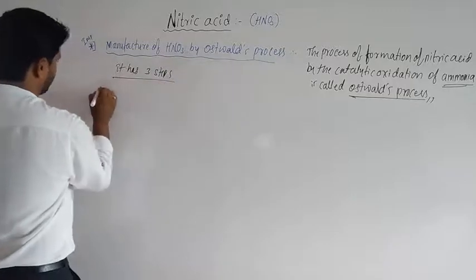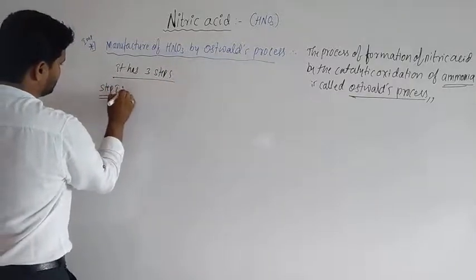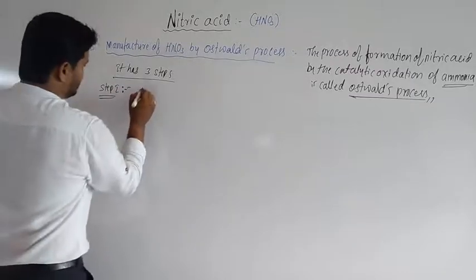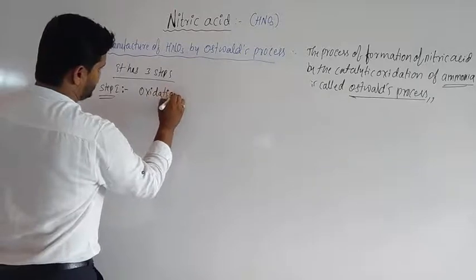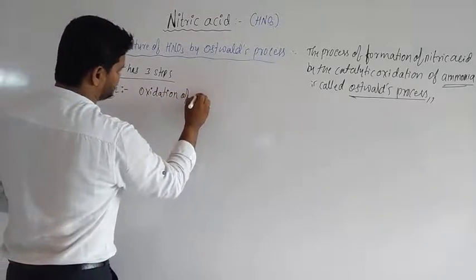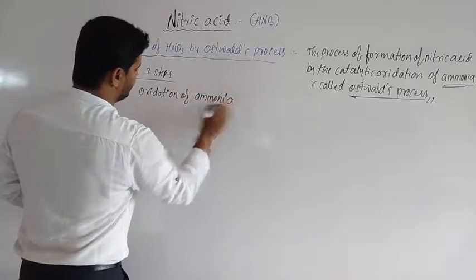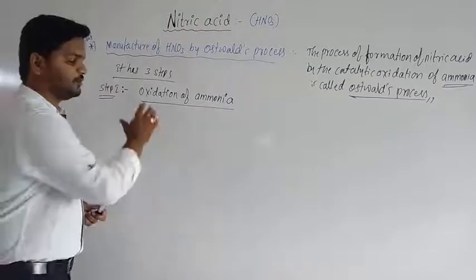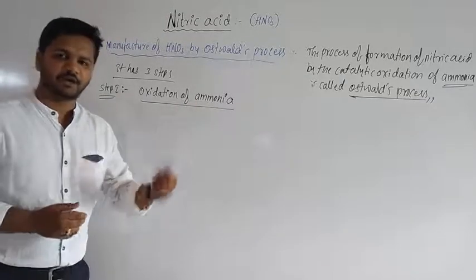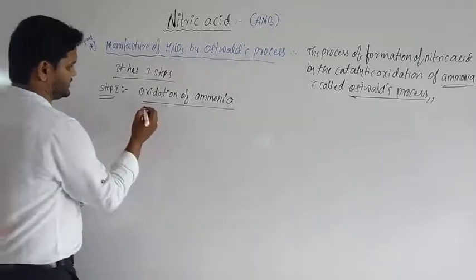In that first step, that is step 1. Step 1, oxidation of ammonia. Oxidation of ammonia to form nitric oxide. Okay, oxidation of ammonia forms nitric oxide, that is yellow. So here is the reaction, ammonia.